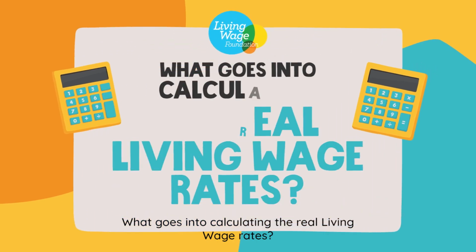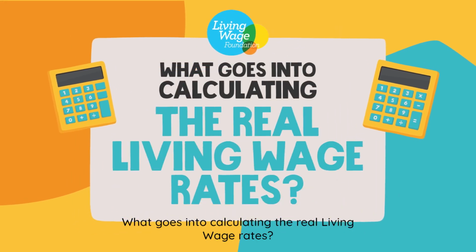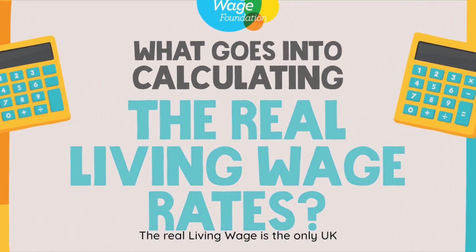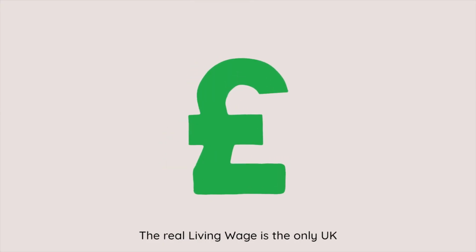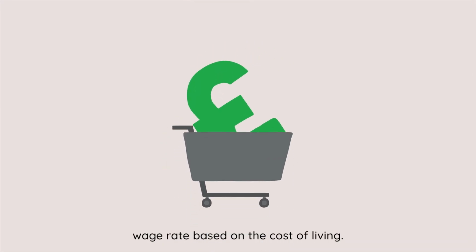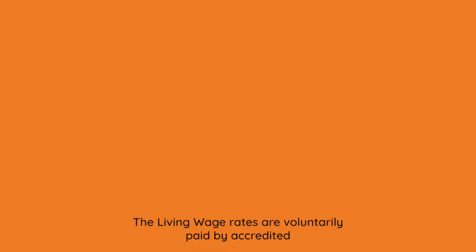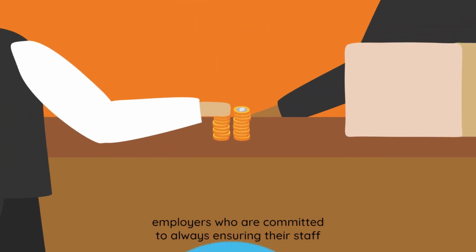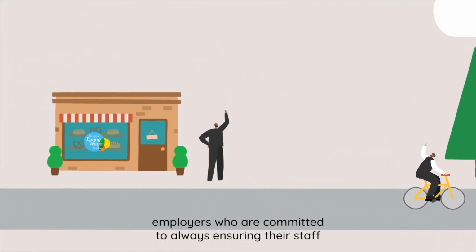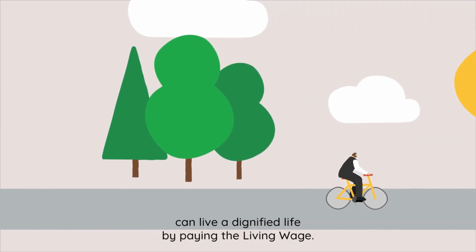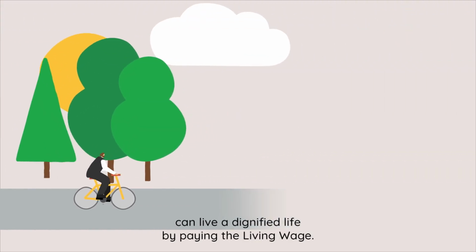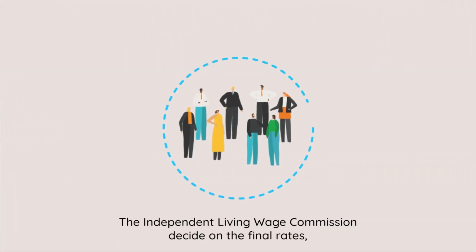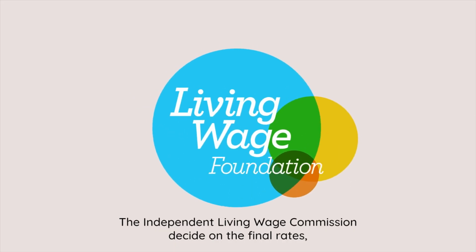What goes into calculating the real living wage rates? The real living wage is the only UK wage rate based on the cost of living. The living wage rates are voluntarily paid by accredited employers who are committed to always ensuring their staff can live a dignified life by paying the living wage. The Independent Living Wage Commission decide on the final rates.